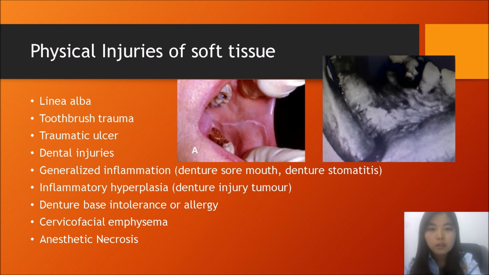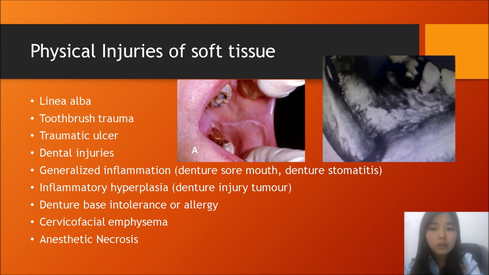So in the diagram on the right side, this is known as the cotton roll injury. This is a common reaction when the dry cotton roll placed by the dentist is roughly or harshly removed, and so the mucosa adhering to it is torn.